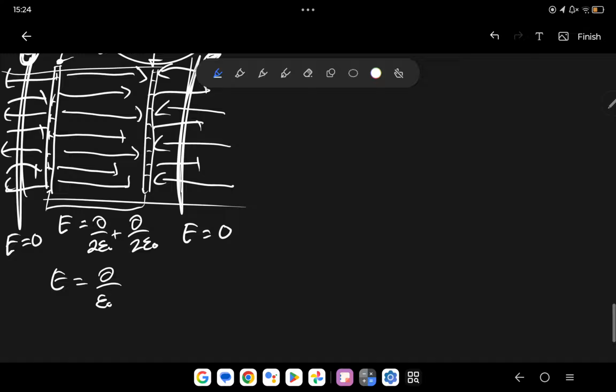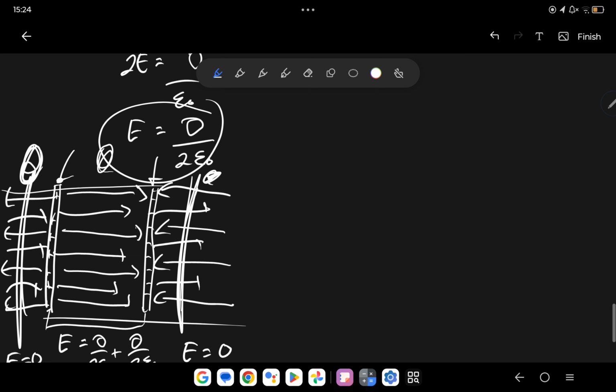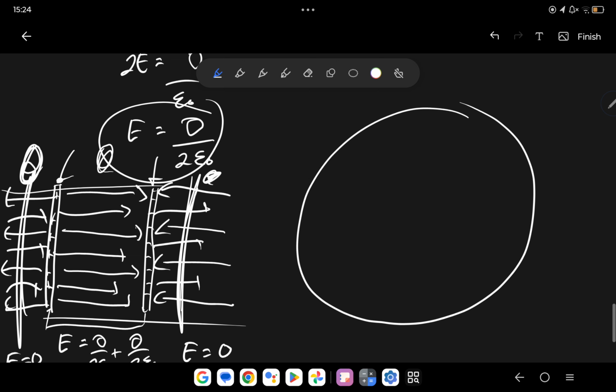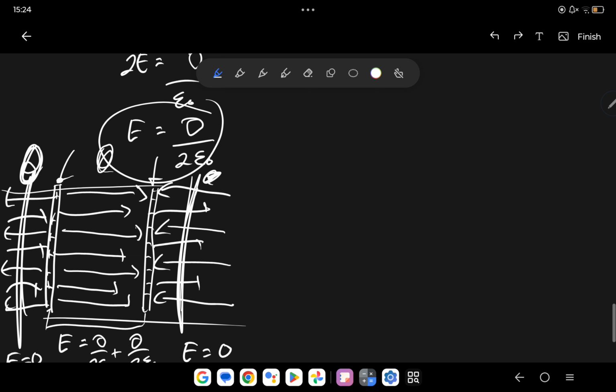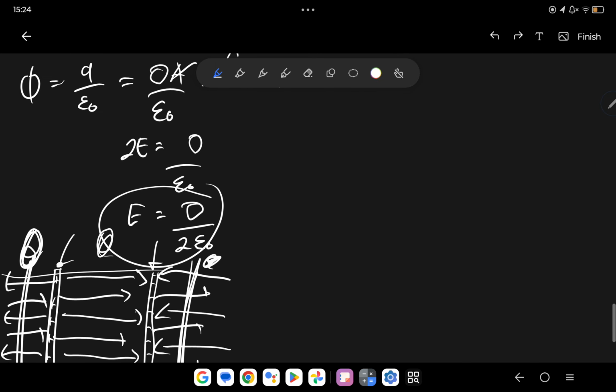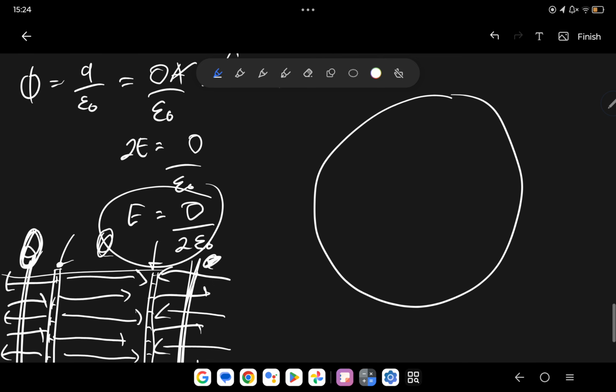Anyway, let us continue to the second object. We talked about parallel plates, but now let's talk about spheres. Now, we have a sphere.